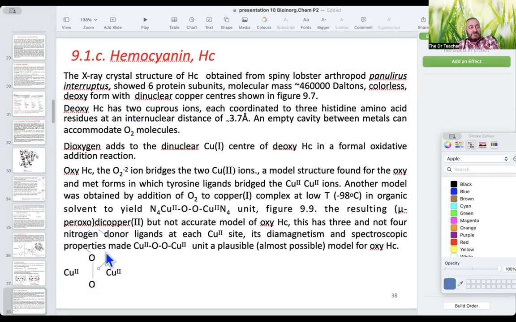So there are 2 copper centers. And the bonds here, I just wanted to put them together. And you can see there is a bridging oxygen and 2 copper 2 centers. So this is the main, or the active site, of the hemocyanin.